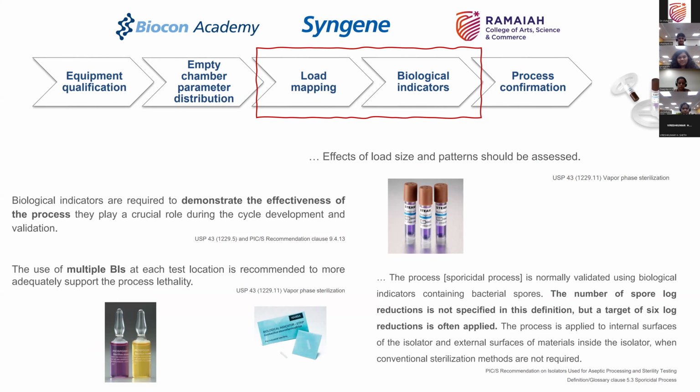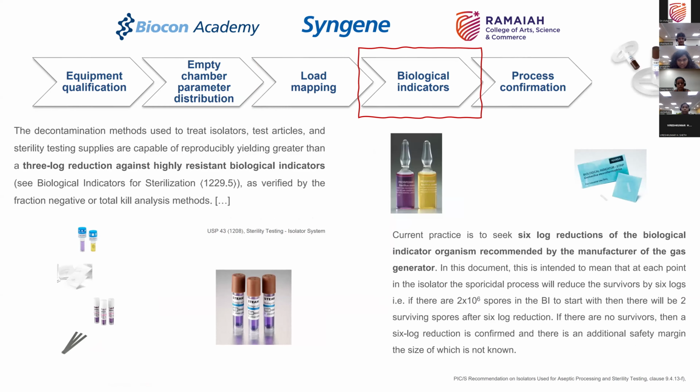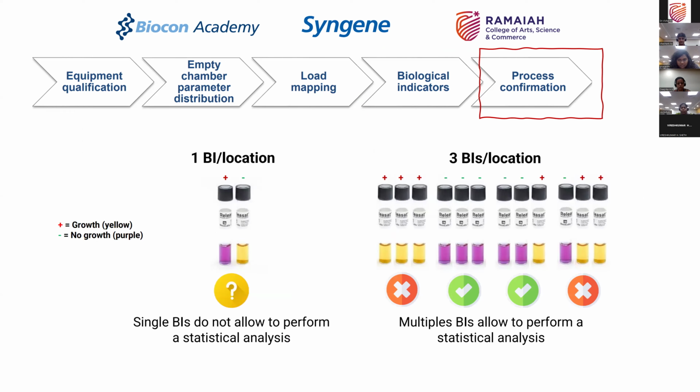So you will do an empty chamber mapping, then you will do a load mapping where you will place the load inside the chamber along with the biological indicators and the chemical indicators. You can place chemical indicators and biological indicators during the initial validation of the cycle and determine whether the H2O2 has effectively penetrated or not. Obviously, you will place multiple BIs, which is very, very important. A 6 log reduction is what is definitely asked for.